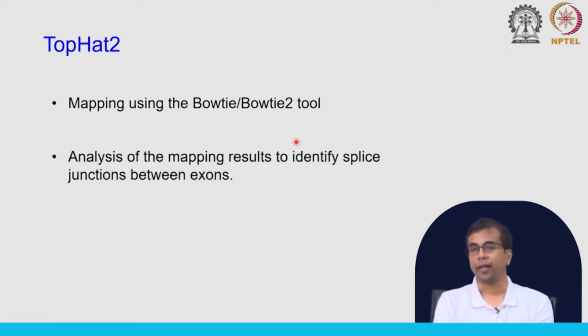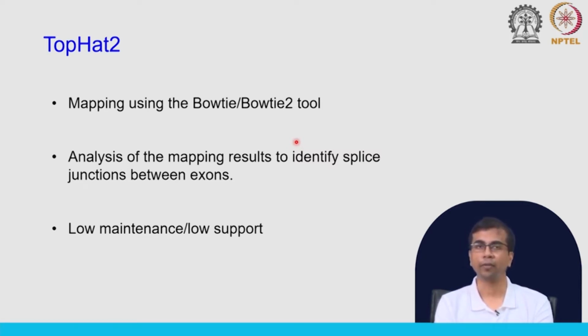So, what it did, it actually analyzed the mapping results to identify splice junctions between exons. So, it took the same approach as Bowtie2, but then it looked at the mapping results very carefully and identified the splice junctions, so which exons are combining with which one. Currently it is not maintained anymore, so this is something that we will not use, and even the authors recommend using the HISAT2 tool, because HISAT2 also combines some of the features from TopHat.